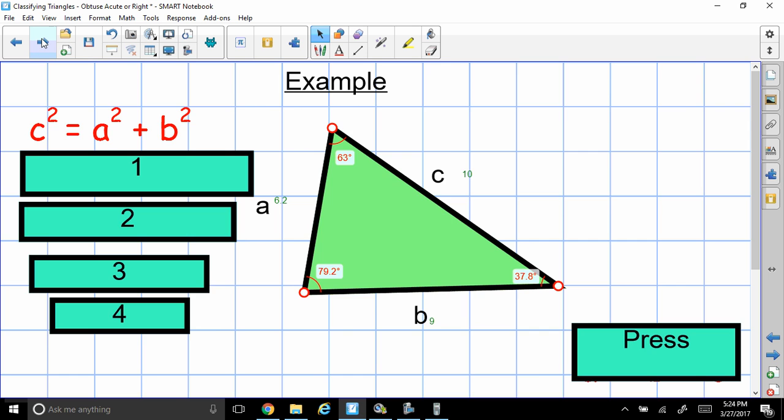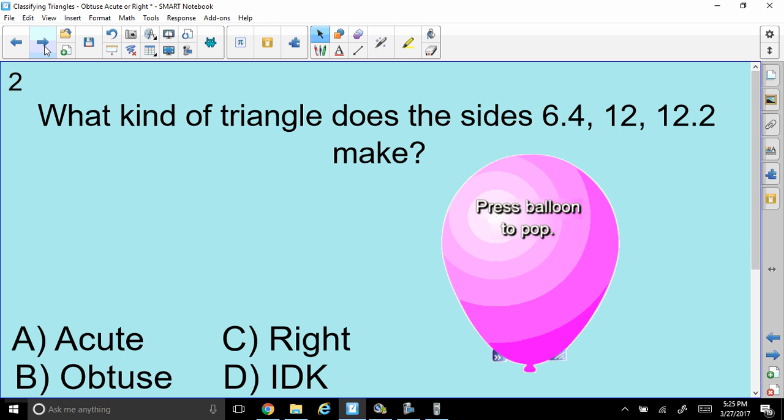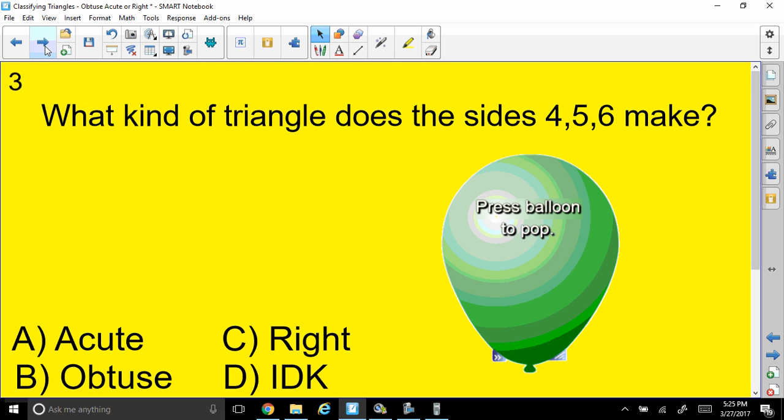See what type of triangle it is. And if you think you can do that one, here's another one. Try to find out what kind of triangle the sides 9, 8, 9, 6, 8 make. So remember, if you remember your rules on Pythagorean theorem, C is the largest side, so 9 would be your C side in case you forgot. So use your Pythagorean theorem. Here's another one. What type of triangle does this make? And here's another one.